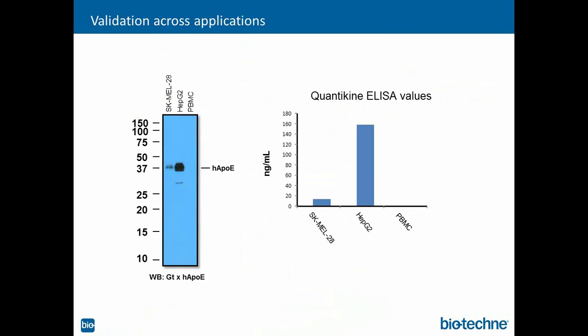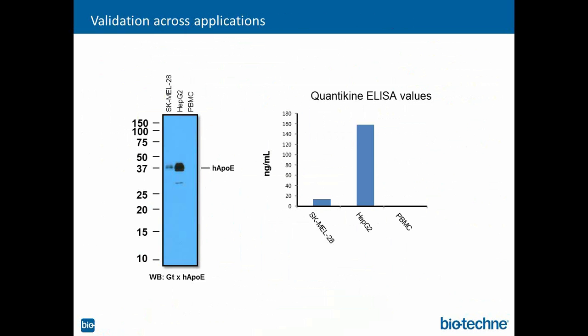So what do I mean by validation across applications? This is an example where we teamed up with our Quanticline ELISA group. We were after ApoE, and we made a goat polyclonal. Obviously, when you have goat polyclonals, it's more testing, and you want to make sure that the sample types you're working with actually express your protein of interest.